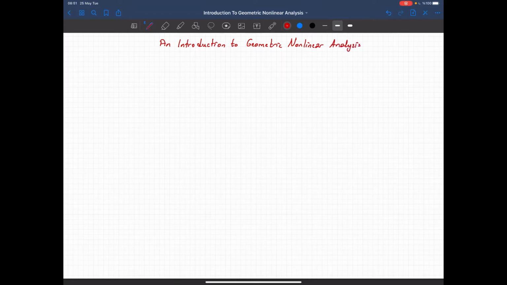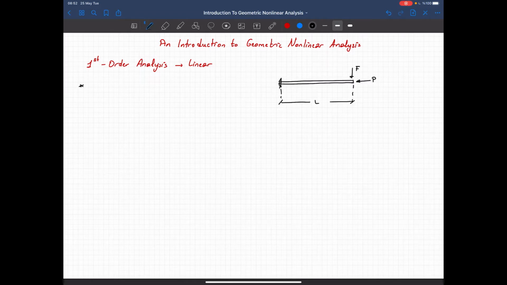So before moving forward, first I want to discuss our main assumptions in the first order analysis, which is the analysis that we have been performing. It's linear analysis. Now in the first order analysis, what we were doing is assume that I have a cantilever like that, has a length equal to L, and under the effect of an axial load P and a vertical load F.